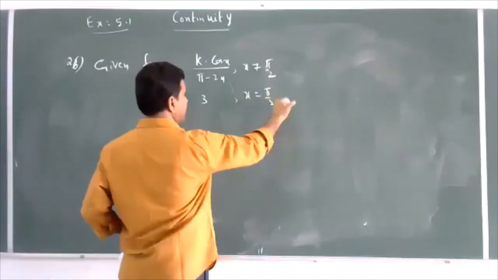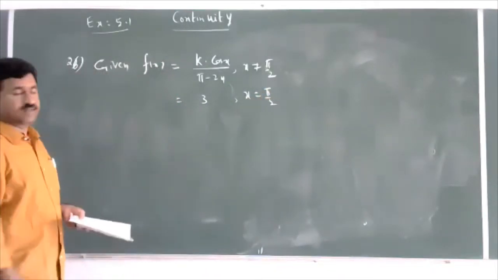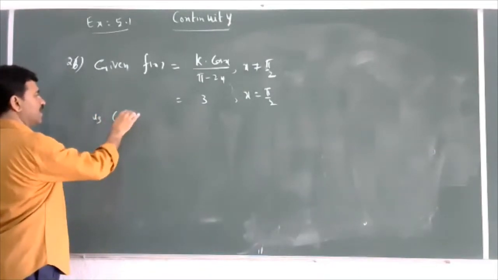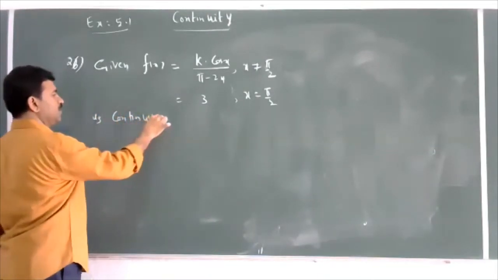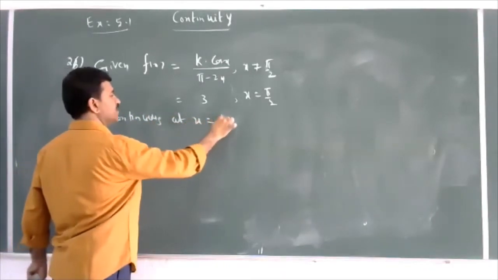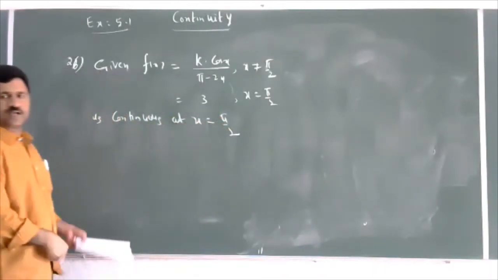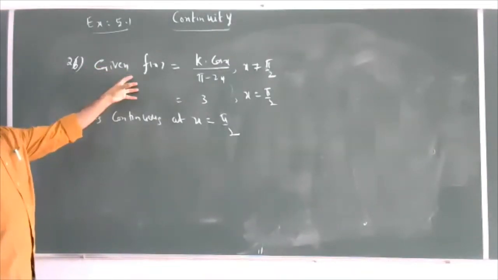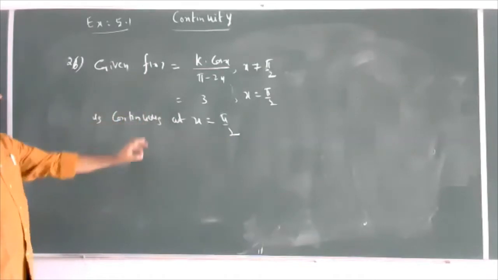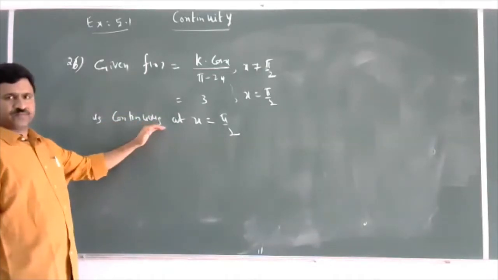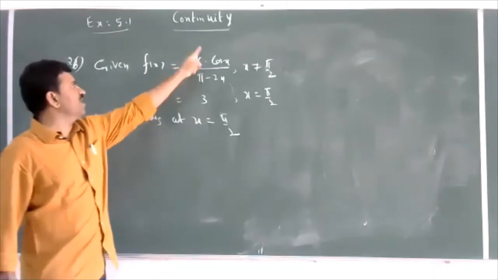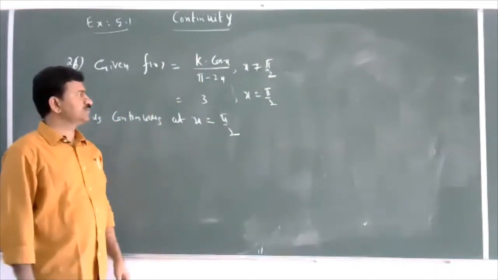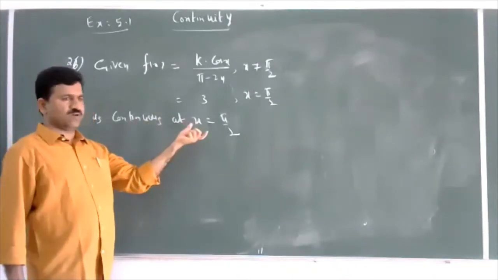When x is equal to pi by 2, still the question is not completed. It is continuous at x is equal to pi by 2. So read the question properly first. One function is given, conditions are given, but at x is equal to pi by 2 it is continuous. So what is the question? We have to find the k value. That's all.